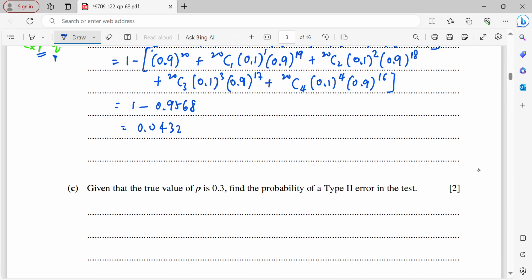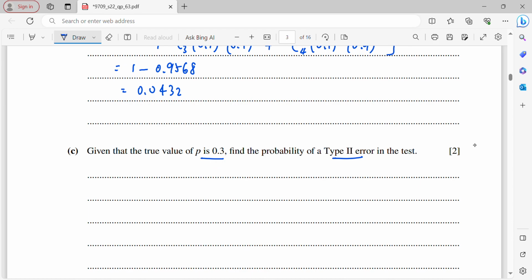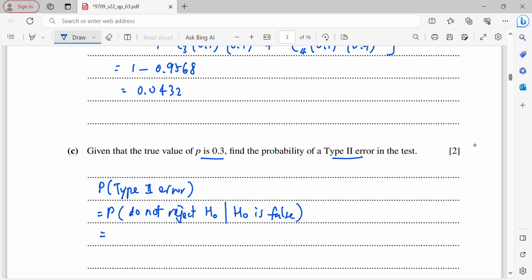Now see, given that the true value of p is 0.3, find the probability of type 2 error in the test. Okay, so now type 2 error is defined as do not reject H naught. Oh, sorry, do not reject H naught or accept H naught, right? You can say accept H naught when H naught is false. Okay, so now do not reject H naught.